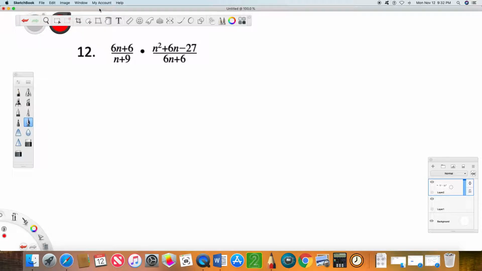But let's start out by writing these two fractions as a single fraction. So let's multiply the two numerators together, and let's multiply the two denominators together. So now here it is, this is a single fraction.